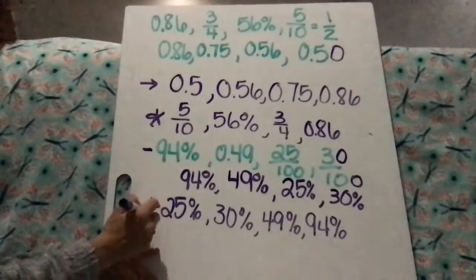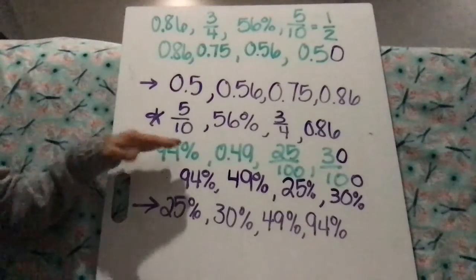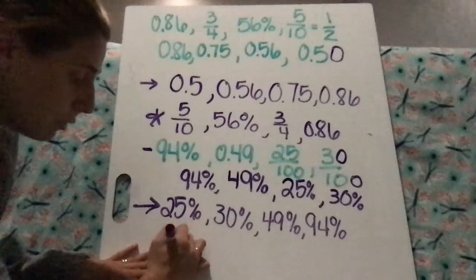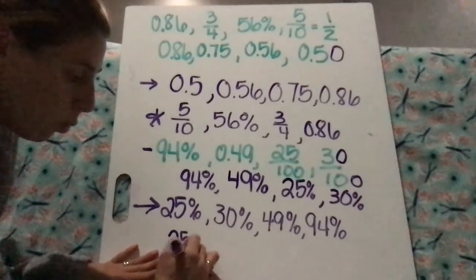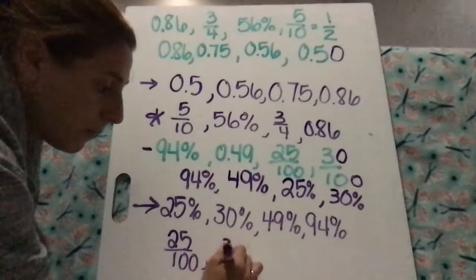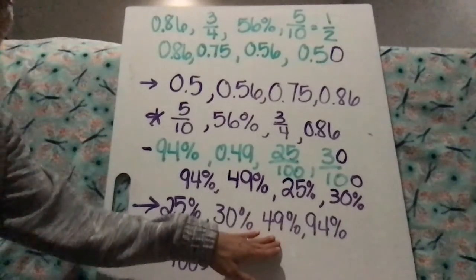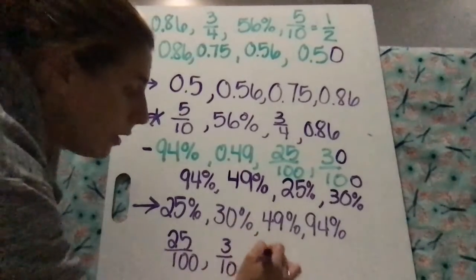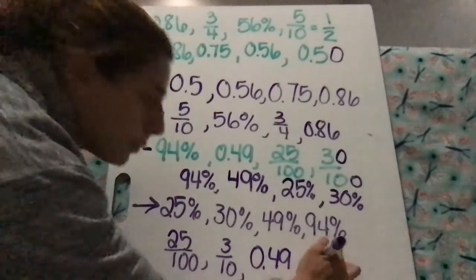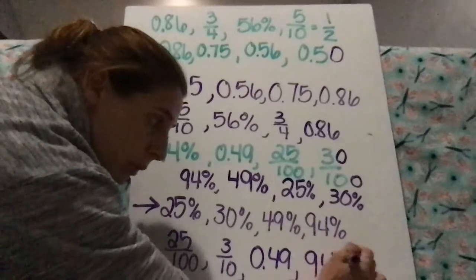Now we're going to go back to the original ones that we gave you. So this is order from least to greatest, but again, we want the original form. So 25% would be presented as 25 over 100. 30% would be 3/10. 49% would be 49 hundredths. And 94% would stay 94%.